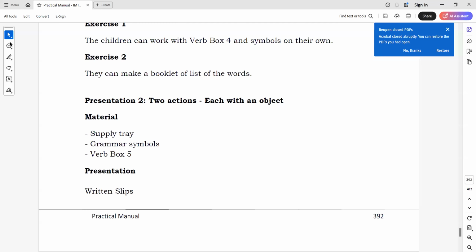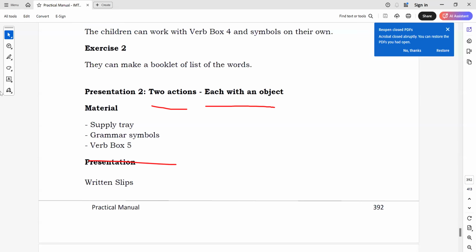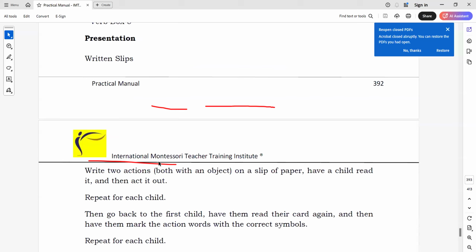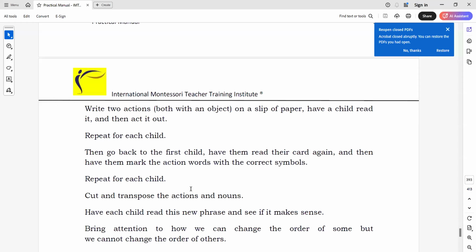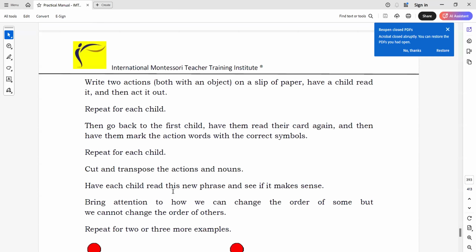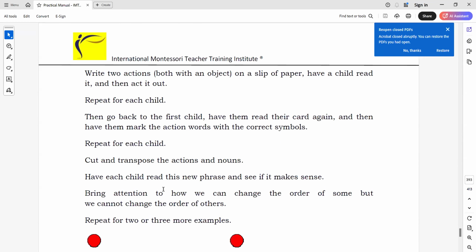So you have to have your verb box 5. Your verb box 5 will have what? 2 actions and 2 objects, an object for each of the actions. You have to pick your written slips. So we make our slips in such a way that we definitely have an action that's going to connect with it. Now, can I have an example that way?